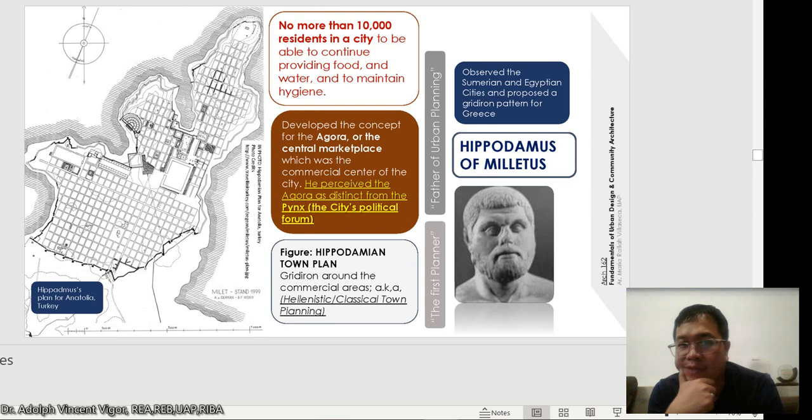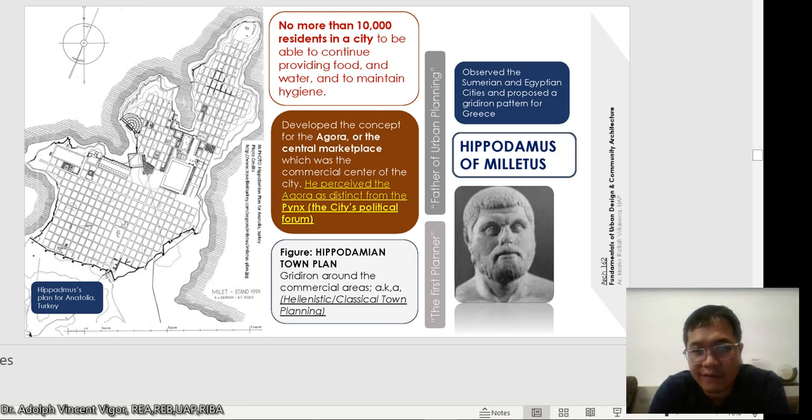So Hippodamus of Miletus observed the Sumerian and Egyptian cities and proposed a gridiron pattern for Greece. So no more than 10,000 residents in a city to be able to continue providing food and water and to maintain hygiene. So that's the plan. Then develop the concept for the agora or the central marketplace, which was the commercial center of the city. So he perceived the agora as distinct from the Pnyx or the city's political forum.